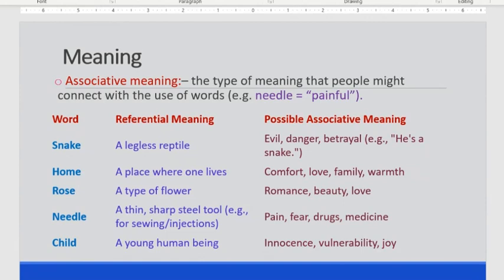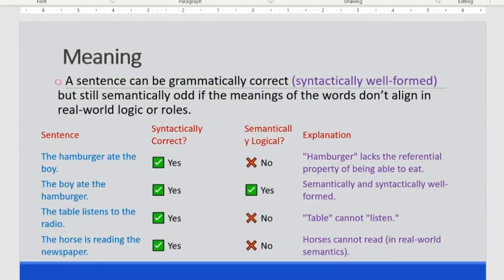Okay, yes. And a sentence can be grammatically correct, meaning syntactically well formed, but still semantically odd if the meanings of the words don't align in real-world logic or roles.